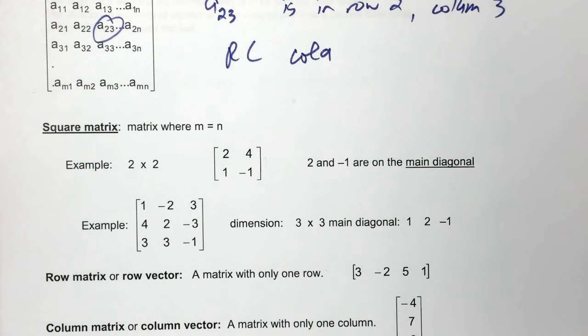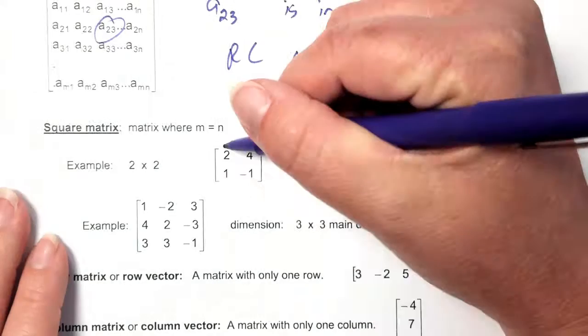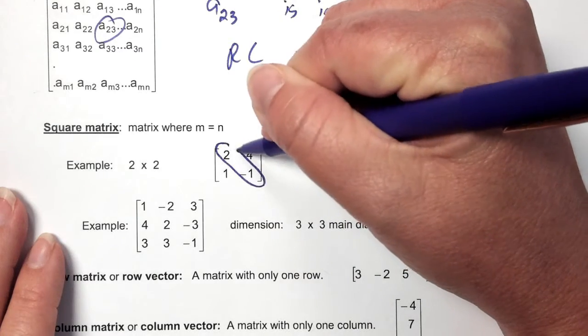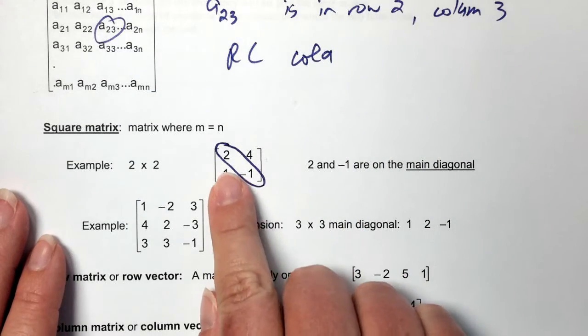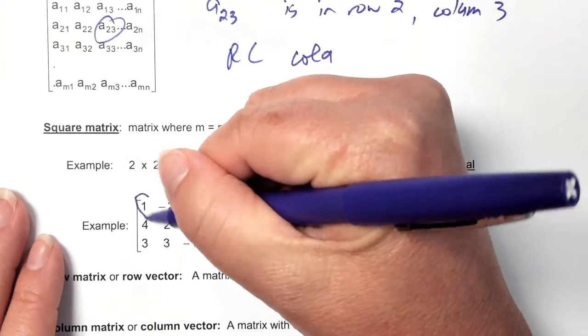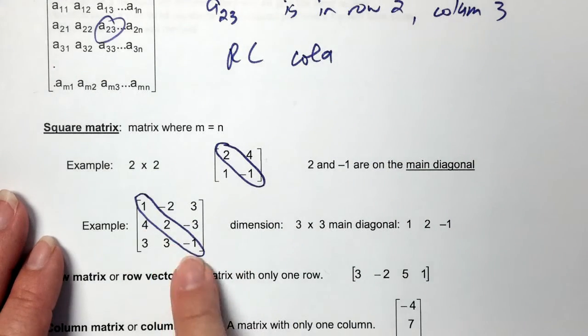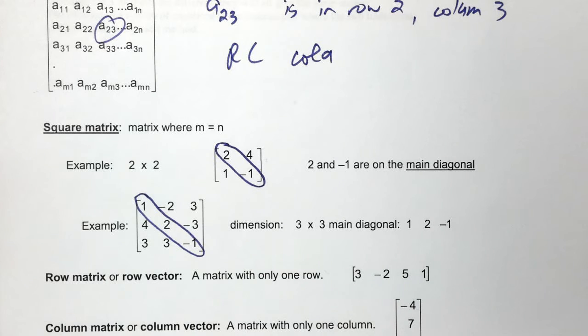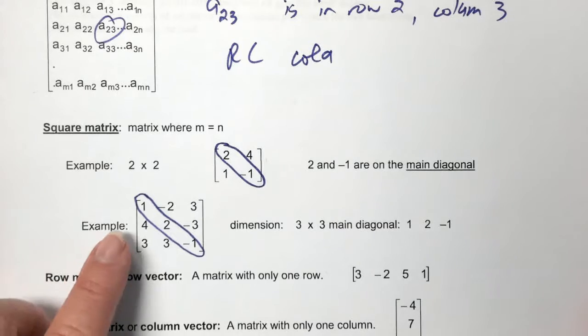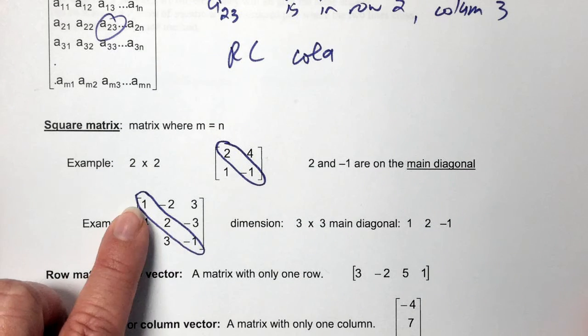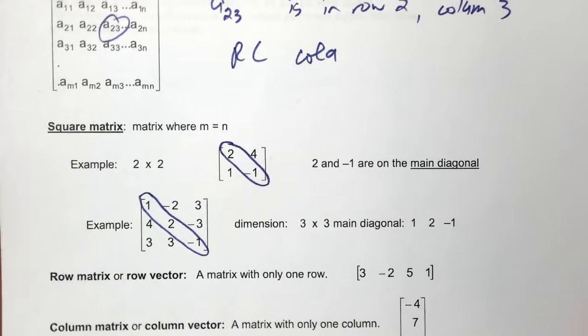It's a square matrix. The main diagonal is from top left to bottom right. So here the main diagonal has the 2 and the negative 1. On the 3 by 3 matrix, our main diagonal has 1, 2, and negative 1. Okay? That main diagonal is going to be kind of important coming up in a minute, so we just want to know what we mean when we say main diagonal. We're talking about from the top left to the bottom right.